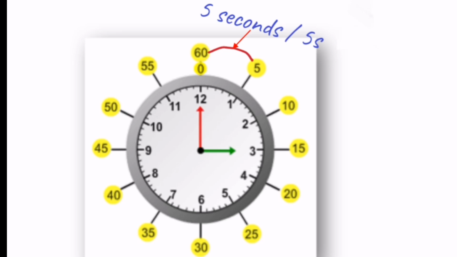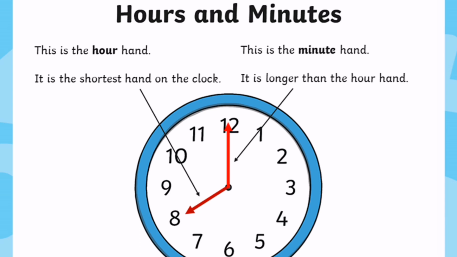So here, as you see, between each of these following numbers in this clock, we have 5 seconds. To be more accurate, here we have hours and minutes. This is the hour hand, as you see, and this is the minute hand. The hour hand is the shortest hand on the clock.